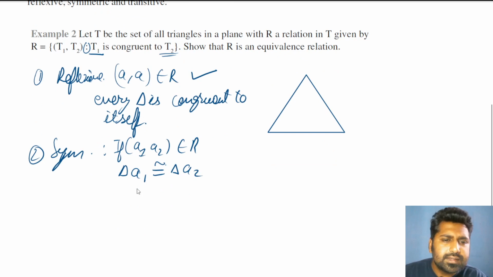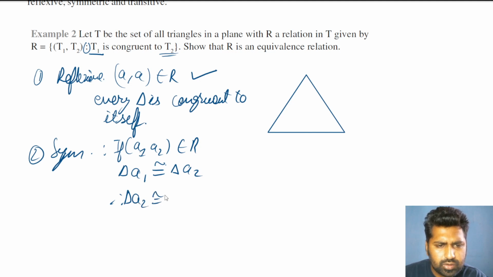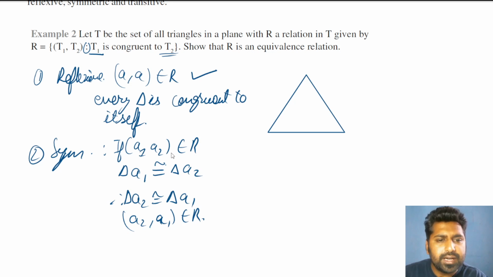If two triangles are congruent, if A1 is congruent to A2, can I say that triangle A2 is also congruent to triangle A1? And if I can reverse the order, can I say now (A2, A1) is a relation here? If (A1, A2) means A1 is congruent to A2, which automatically implies A2 is also congruent to A1. So can I reverse this also?